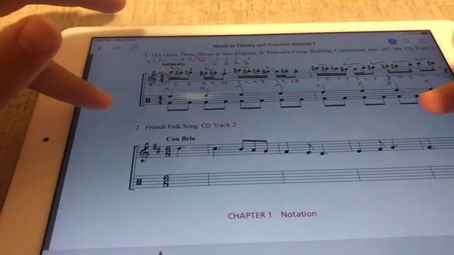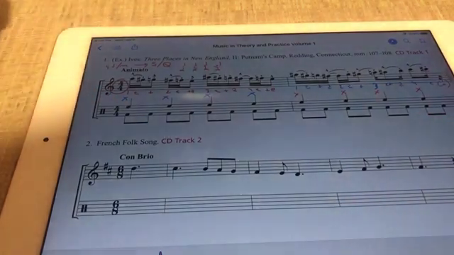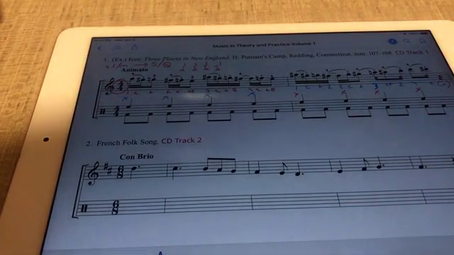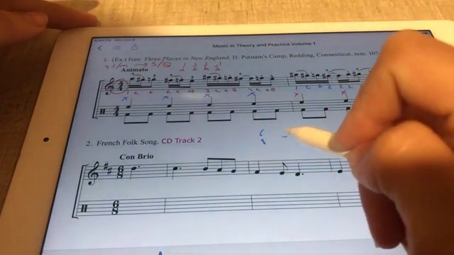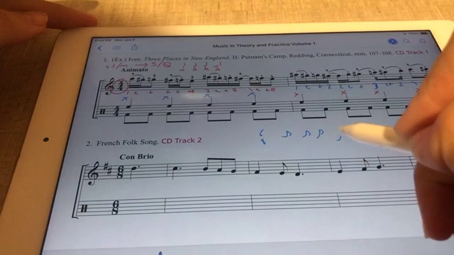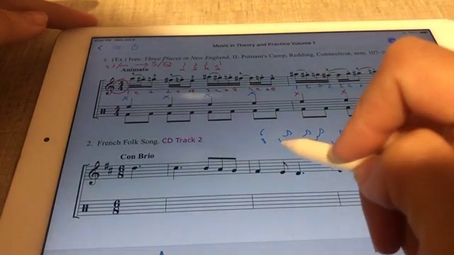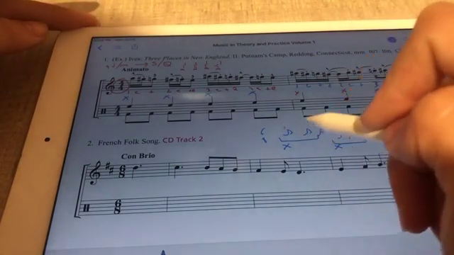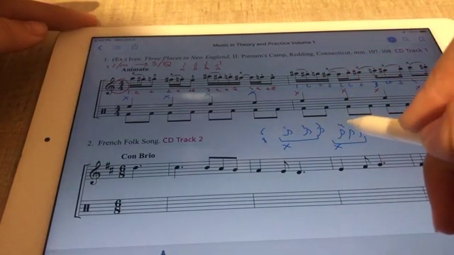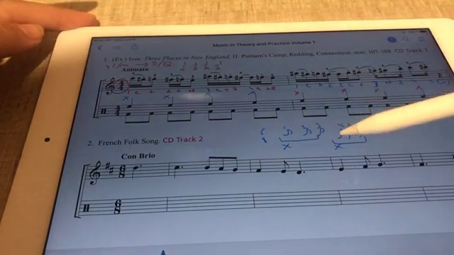Let's do the next one. In the next one, I have 6/8. 6/8 means I have 6 eighth notes in a measure, and the first of each takes the pulse. So if this is 1, 2, 3, 4, 5, 6, my pulse comes on 1 and it comes on 4.